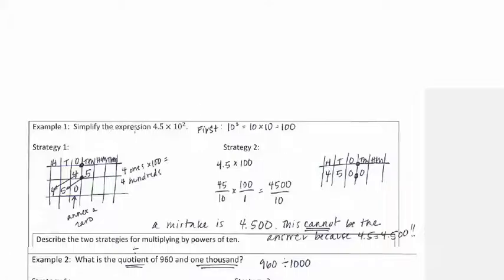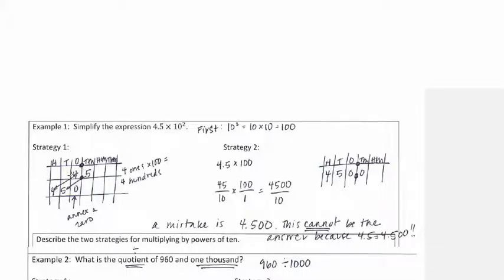So you are doing this model. It says simplify the expression 4 and 5/10 times 10 to the second. First, I have to know that 10 to the second means 10 times 10, which is 100. So this is the same as 4 and 5/10 times 100. All right, I'm going to make a place value chart. In my place value chart, I have hundreds, tens, ones, a decimal point, tenths, hundredths, thousandths. I'm writing in the first number that I have here, 4 and 5/10, and then I'm multiplying all of the digits by 100.